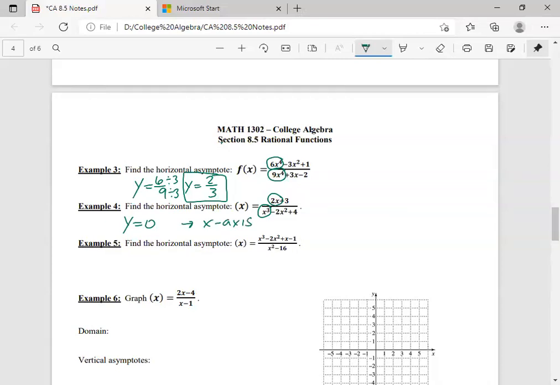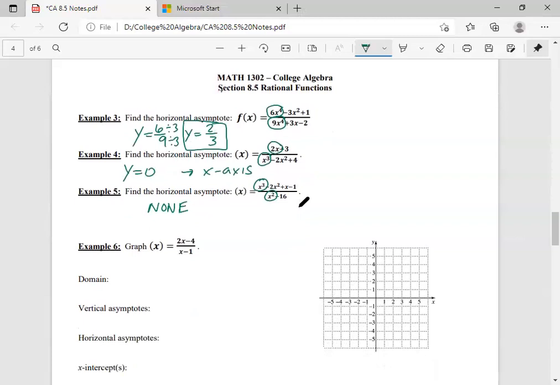Same thing here. The highest power exponent I have on the x is an x to the third. The highest I have on this one is an x squared. So this is top heavy, right? So this does not have any. It does not have a horizontal asymptote. Top heavy does not. Bottom heavy is the x-axis. Okay. So there's an example of each of those. It's not terrible. It's just trying to remember all the parts, which can be a little bit difficult.